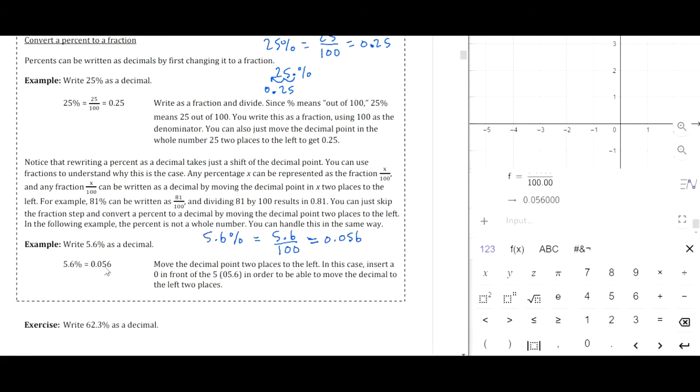So if we want to do this more quickly, by skipping the fraction, we can take our 5.6% and move the decimal point 2 places to the left, right? So we imagine that the decimal point is over there now. We have a 0, we have a 5, and we have a 6. We like to put the 0 out in front like that. Let's try another one.